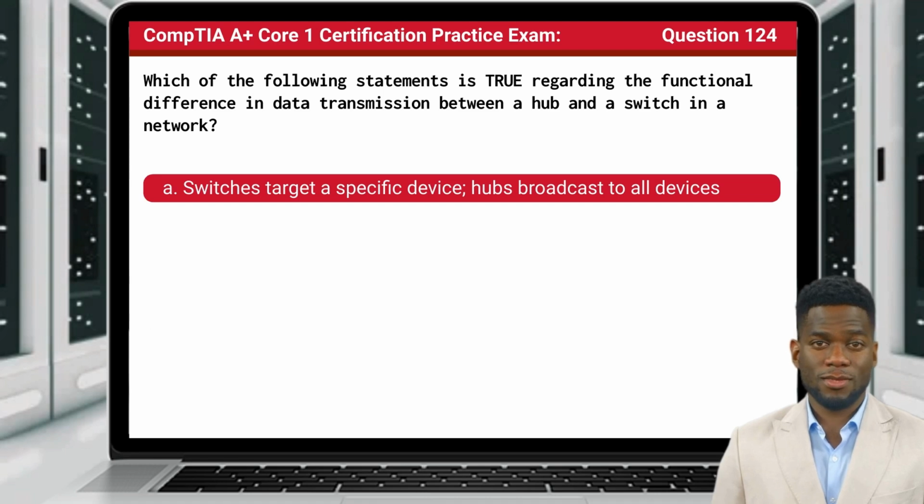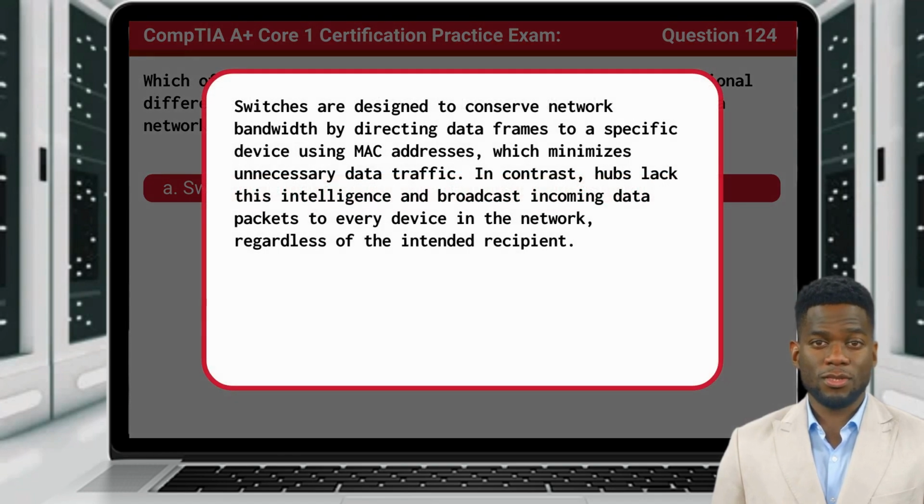The answer is A. Switches target a specific device. Hubs broadcast to all devices. Switches are designed to conserve network bandwidth by directing data frames to a specific device using MAC addresses, which minimizes unnecessary data traffic. In contrast, hubs lack this intelligence and broadcast incoming data packets to every device in the network, regardless of the intended recipient.